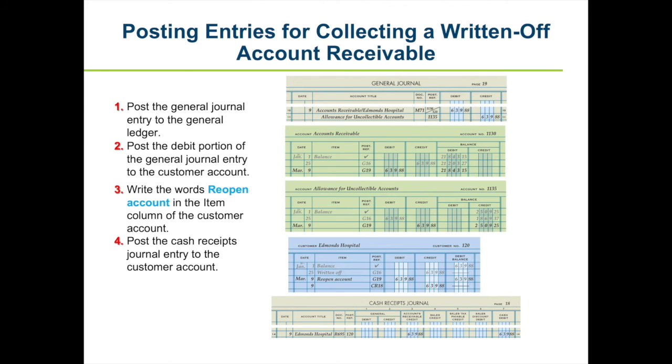After you are done, you'll go through posting entries for collecting a written off accounts receivable. You'll post the general journal entries to the general ledger. You'll post the debit portion of the general journal entry to the customer account. You write the words reopen account in the item column of the customer account. And you post the cash receipts journal entry to the customer account.